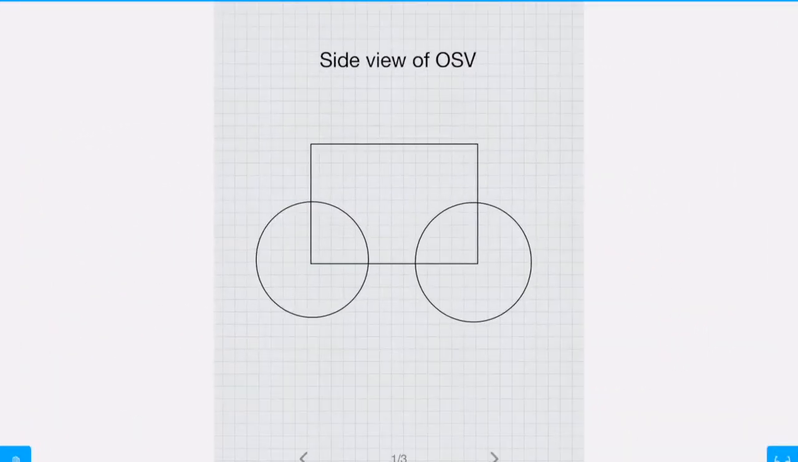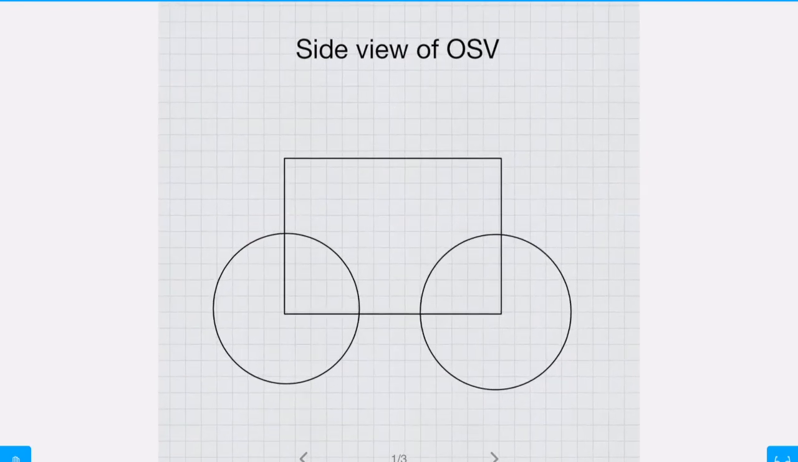Now I want to go back to the whole vehicle, so the whole OSV. And what we're going to see in this free body diagram that I'm about to draw is that a lot of these forces that are acting on the wheels are not going to be incorporated in this total free body diagram. So I'm going to draw my axes.